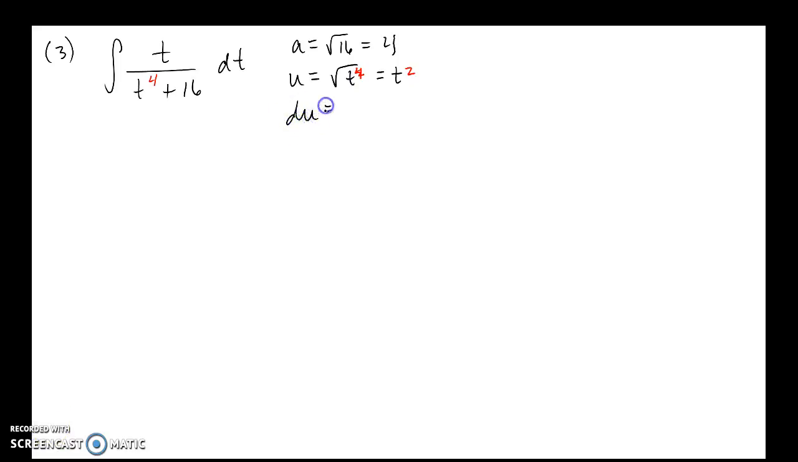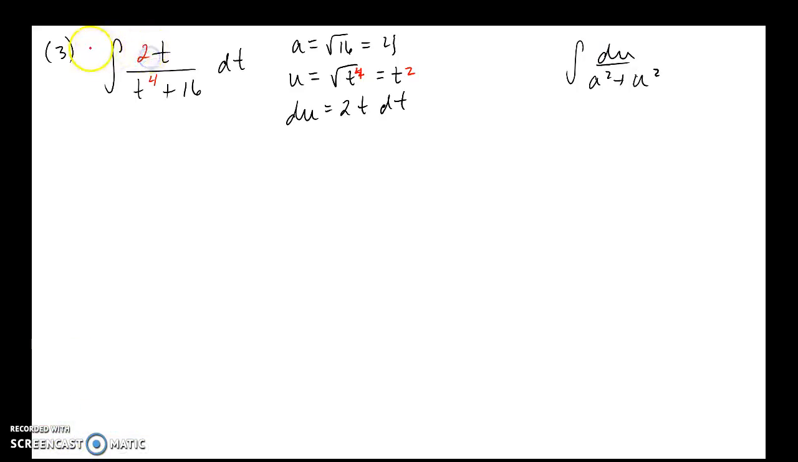So then du equals 2t dt. So that's going to take care of the t that's in the numerator here. Okay, we know that the antiderivative rule is just du over a squared plus u squared. But the fact that we had another variable in there is okay. Our u substitution.